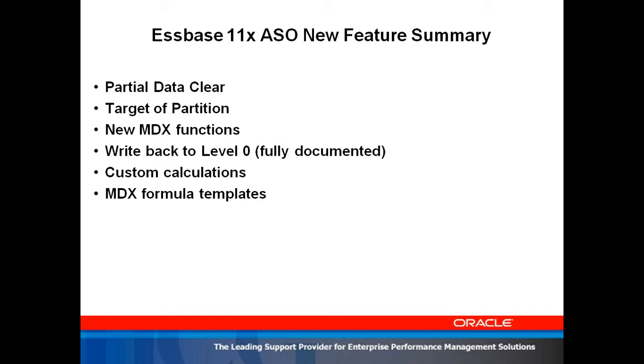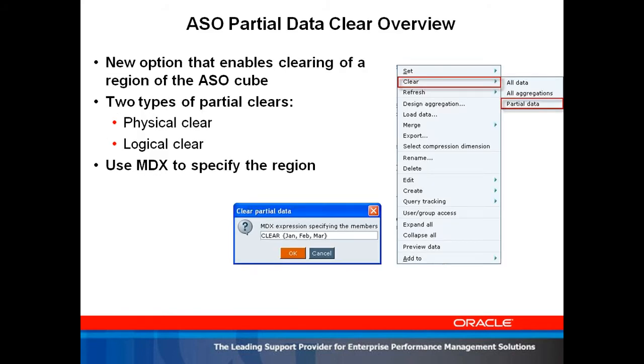There are 12 new MDX functions that pertain to retrieving values from the new text list feature in EAS, or returning the database member lists associated with the varying attributes new feature in 11, and some new date retrieval functions. The write back to level 0, it was implemented in 9, but now it's fully documented. And then 2 new features in the recently released 11.1.2 version include custom calculations and MDX formula templates. All of these things we'll be talking about in the upcoming slides.